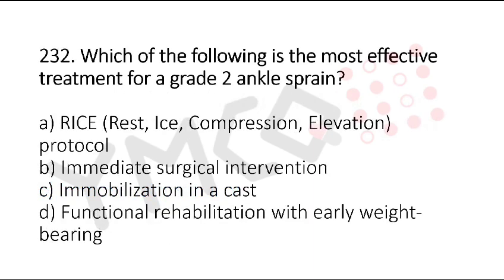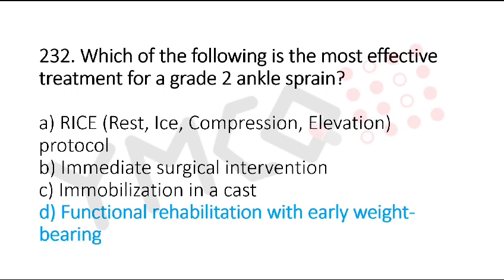Which of the following is the most effective treatment for a grade 2 ankle sprain? Option A, RICE protocol. Option B, immediate surgical intervention. Option C, immobilization in a cast. Option D, functional rehabilitation with early weight bearing. And the answer is option D, functional rehabilitation with early weight bearing. Now let's move to question number 233.